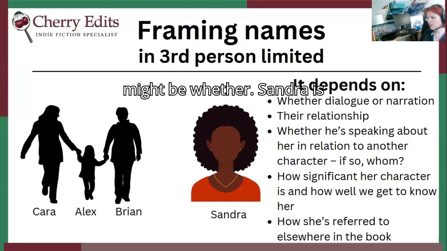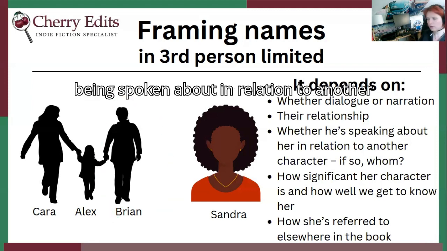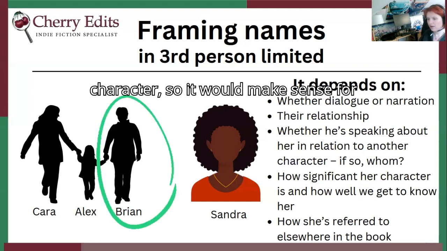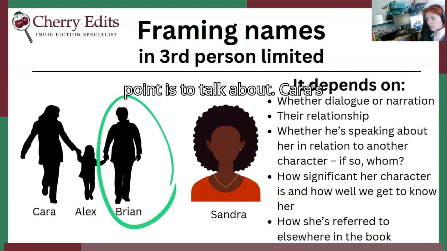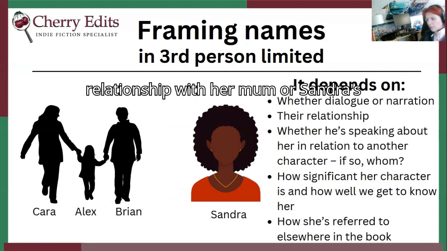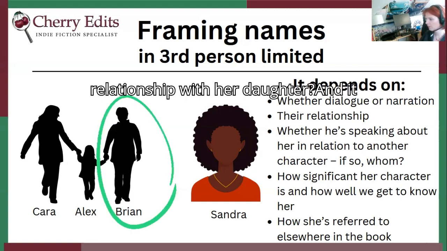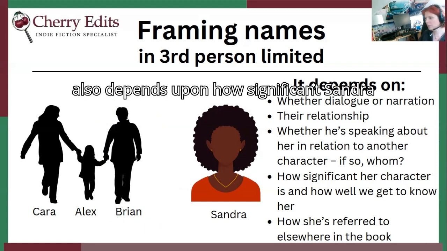It might be whether Sandra is being spoken about in relation to another character. So it would make sense for Sandra to be called Cara's mum if the point is to talk about Cara's relationship with her mum or Sandra's relationship with her daughter. And it also depends upon how significant Sandra's character is.